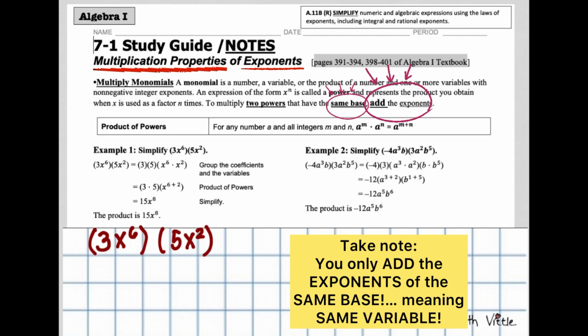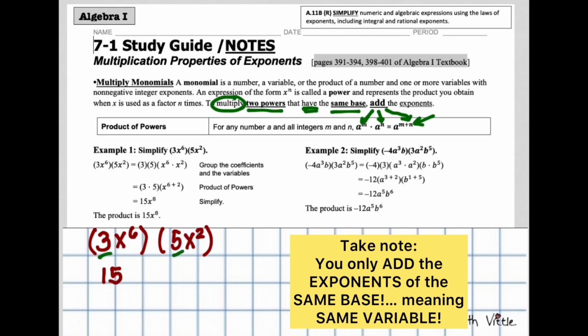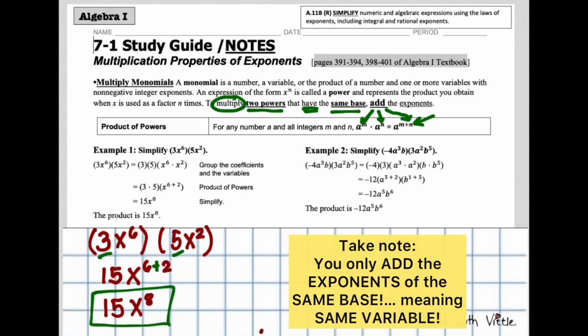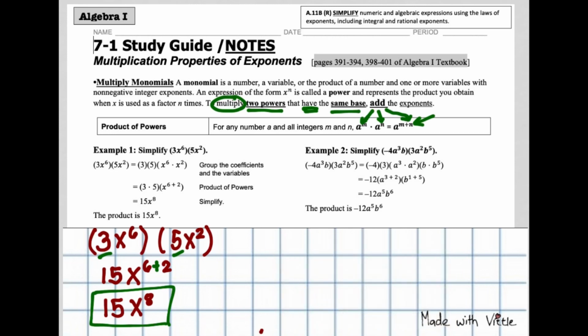We have 3x to the sixth power multiplied by 5x to the second power. So with this, you have to multiply the coefficients, 3 times 5, while the powers of the variable x should be added. So the final answer would be 15x to the 8th power.